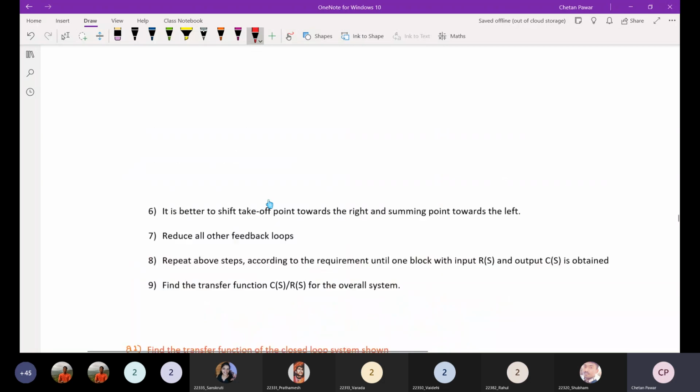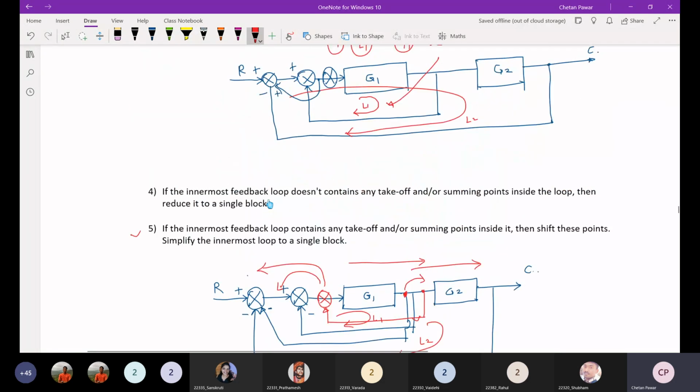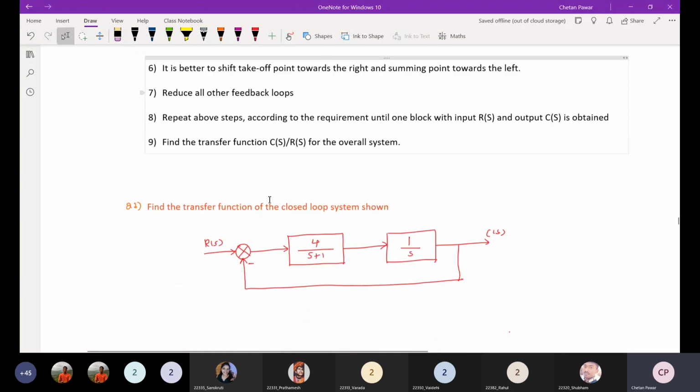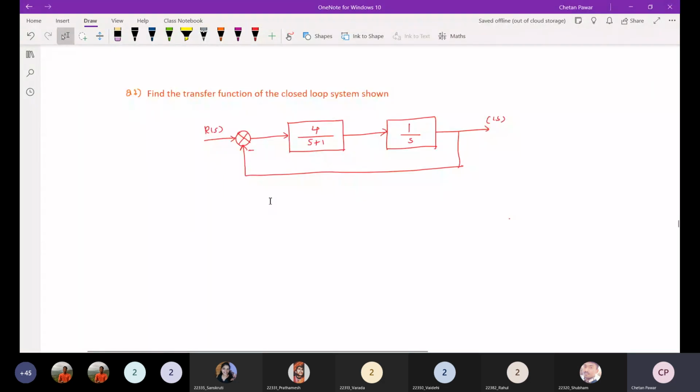So maybe it looks to you like a theoretical kind of thing, but when we solve the problem, you will understand. Don't worry about it. Now, let us consider this first block diagram. The problem is to find the transfer function of the closed loop system shown. As all of you know, the transfer function is the Laplace transform of output upon the Laplace transform of input. So this is the task we have to find out.